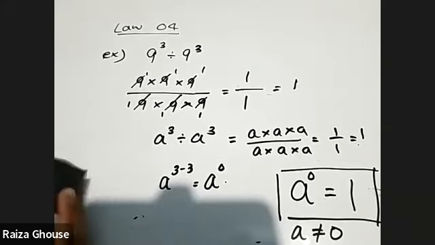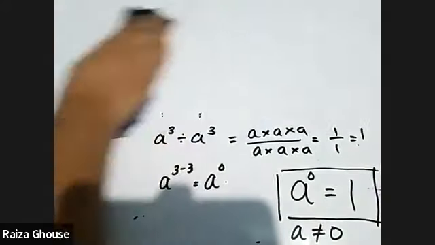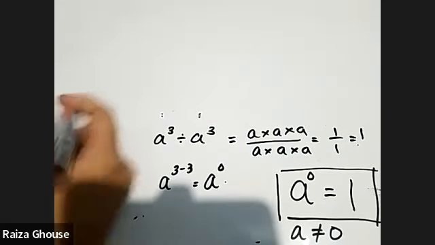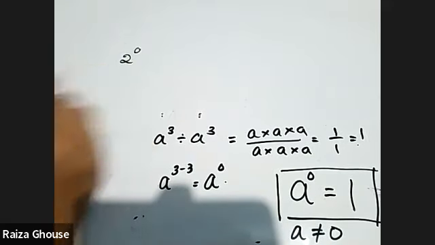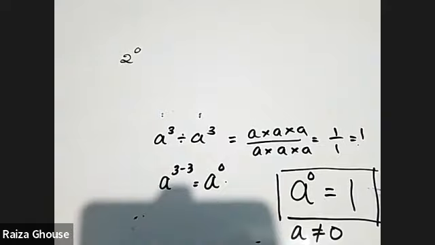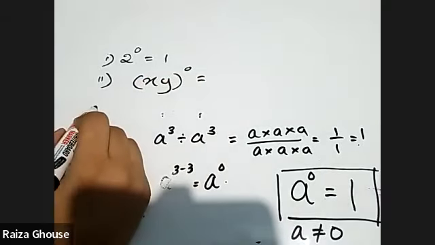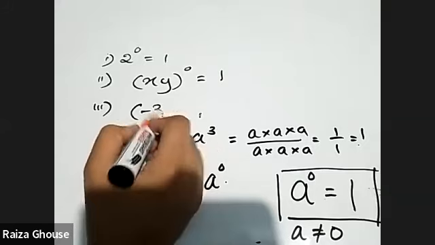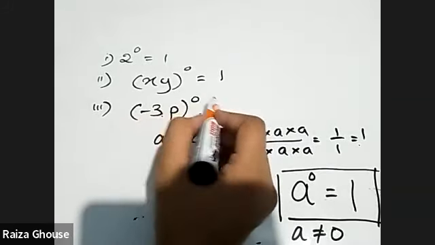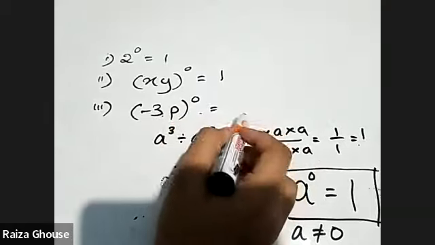Okay, I'll erase the board. Now think of this one. Tell me the answer. 2 to the power 0. What is the answer? 1. If I give you xy to the power 0, equal to 1. If I say minus 3p to the power 0, 1. So that's the way.